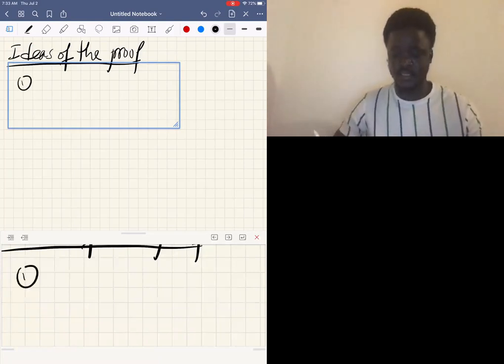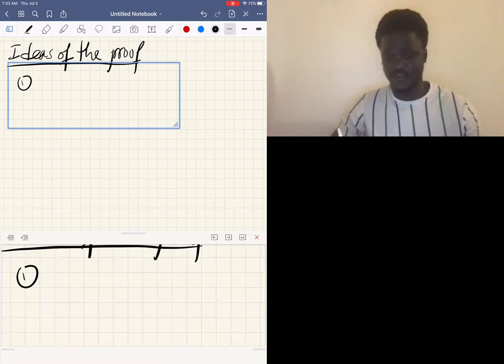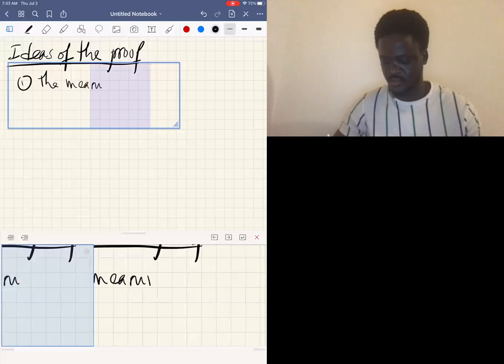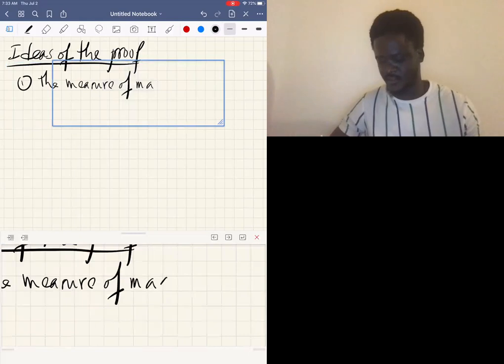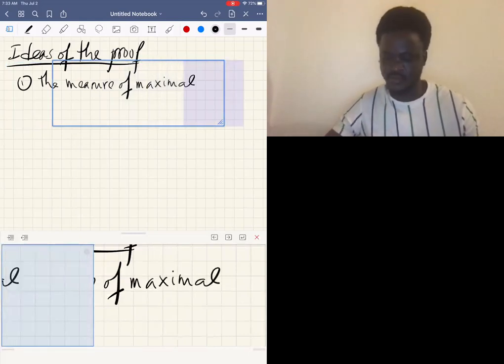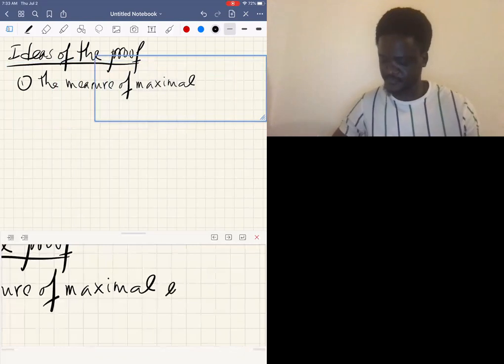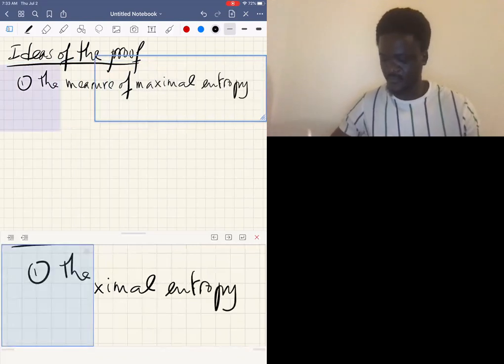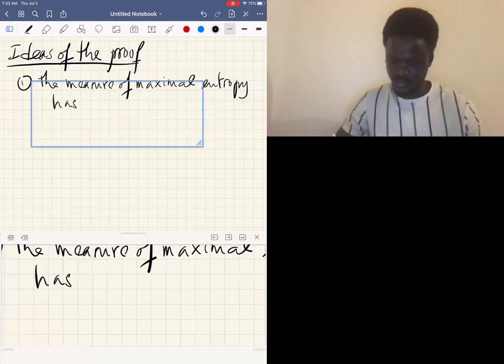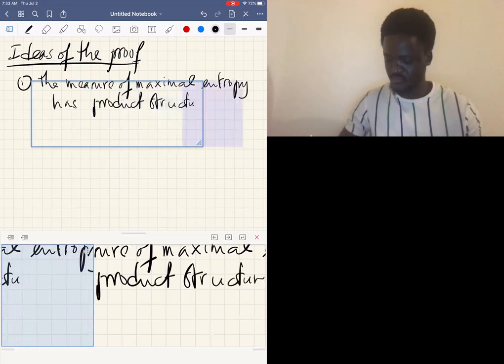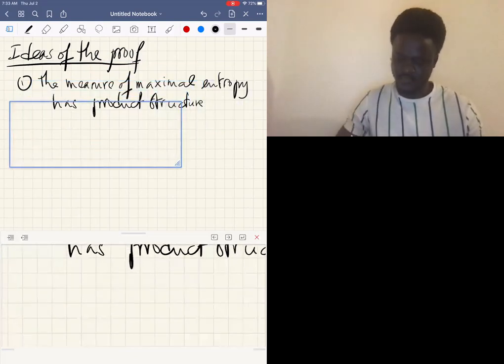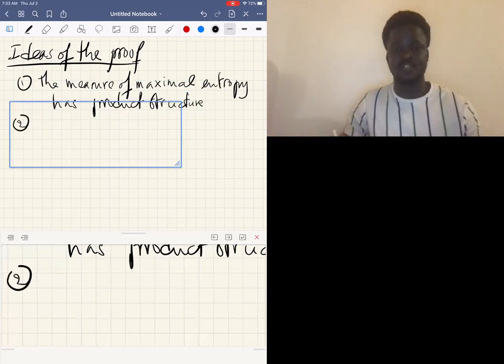So one is that the measure of maximal entropy has the product structure. If you don't know what measure of maximal entropy is, you can just skip this, and I will say some more later. Measure of maximal entropy has product structure. And another point is that the flow is mixing with respect to this measure.